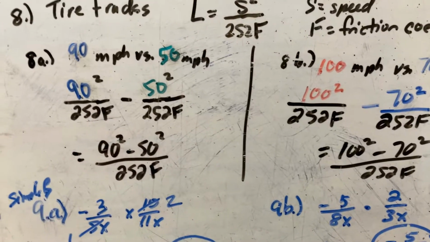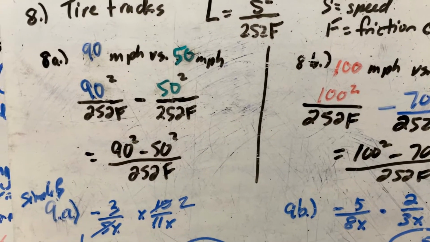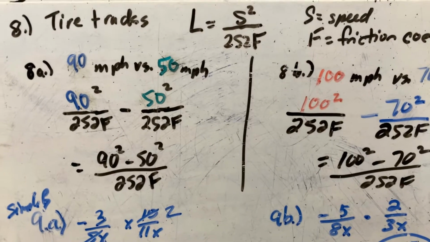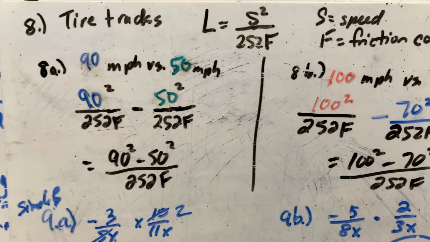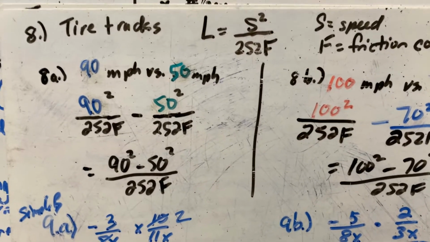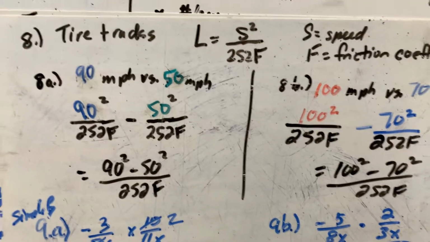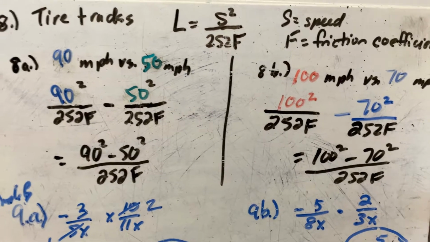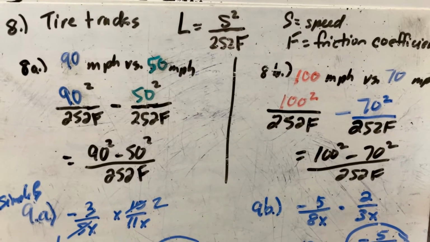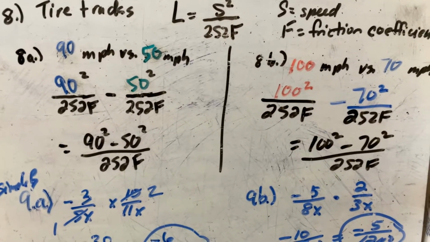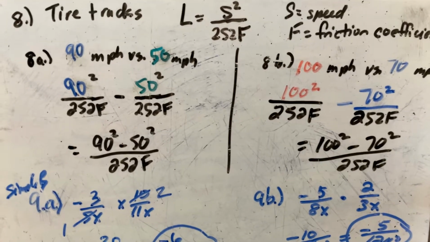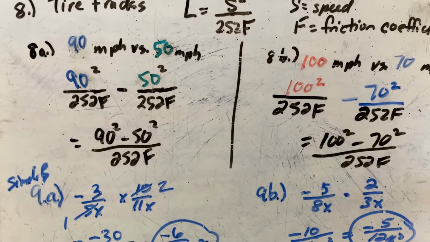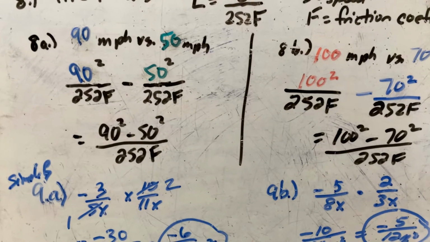This has to do with tire tracks, and you're given the formula that L, the length of the tire tracks in a skid, is equal to s squared over 252f, where s equals the speed and f is the friction coefficient. And again, that will depend upon the different weather conditions. If it's ice, it changes. If it's rain, it's going to change. Wet leaves, all those other types of environmental situations.